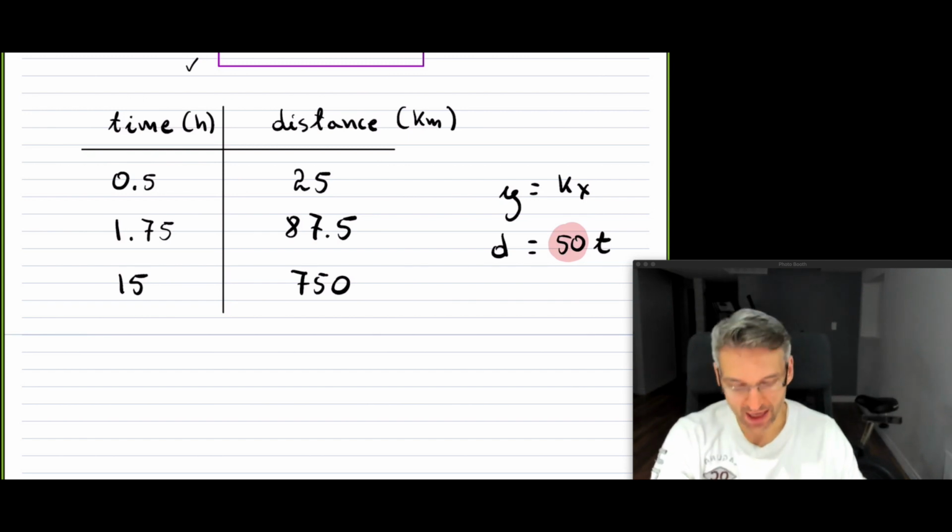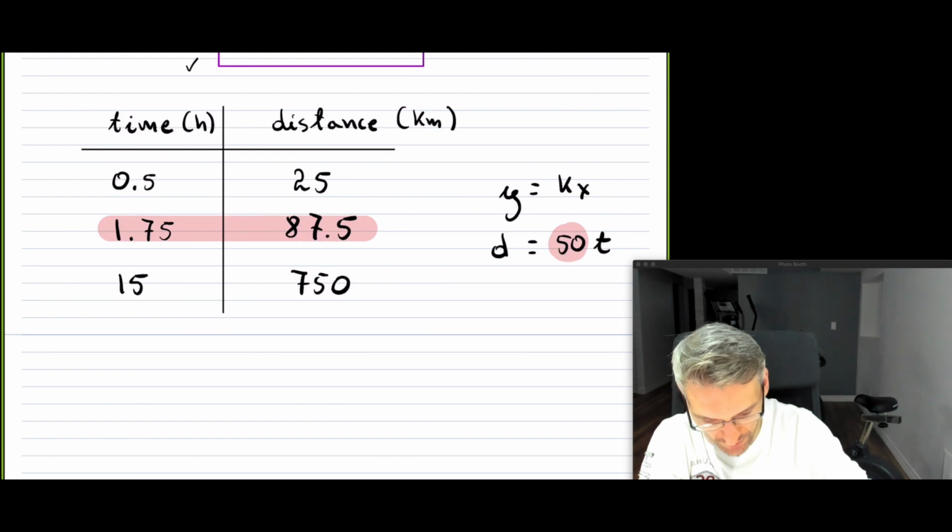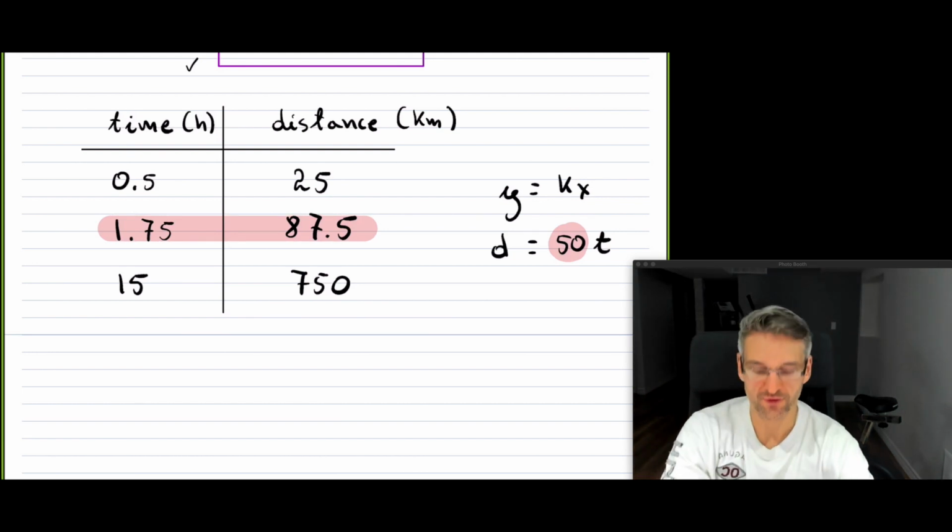Now again, if you take any of these, you will get your scaling factor of 50. So 87.5 divided by 1.75, you will notice it's 50 because you have a direct proportion. You're directly scaling this.